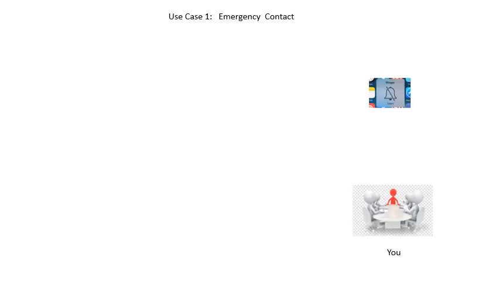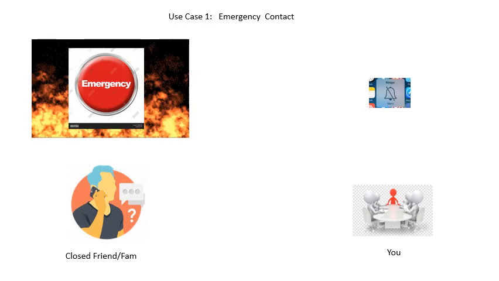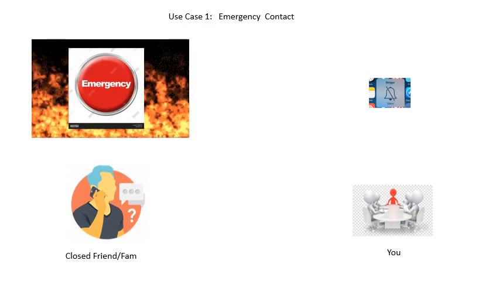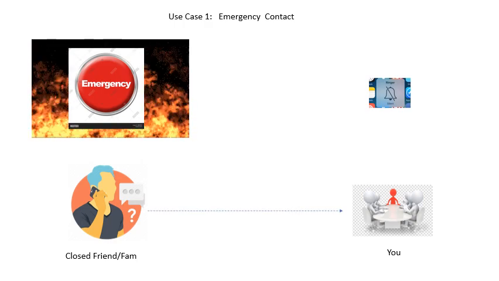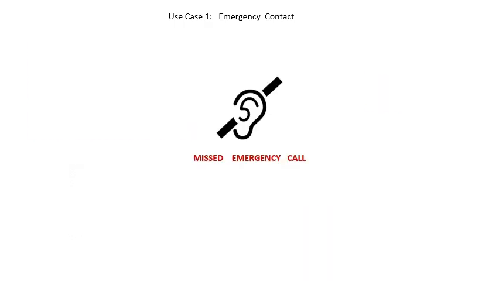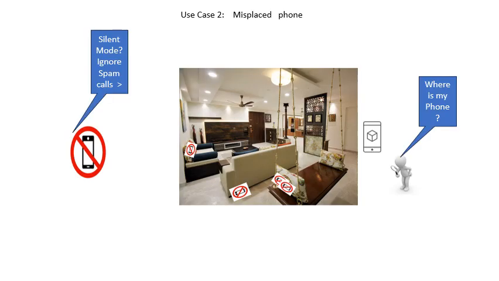So the first use case is emergency contact. Let's say, for example, you're in a meeting and you put your phone in silent mode, whereas your near or dear one, a close family member, is facing an emergency and wants to contact you. So they call you, but since your phone is in silent mode, you're not able to hear it, and you miss the emergency call.